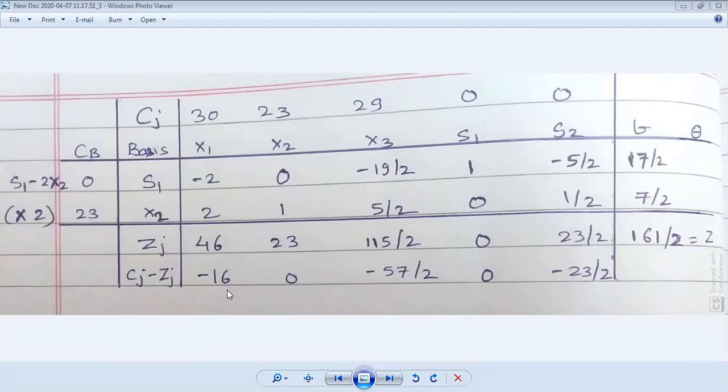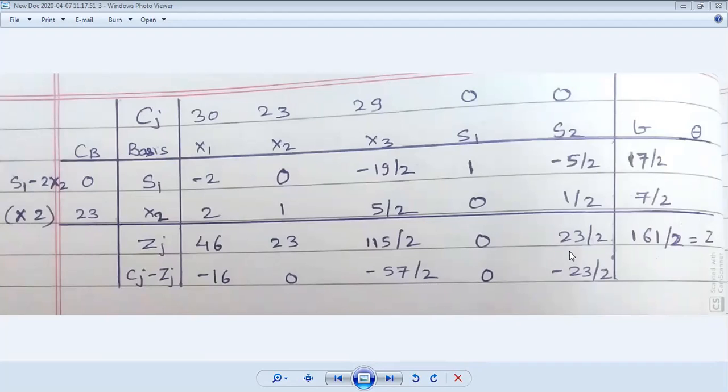So this is your stopping condition, so you are supposed to stop. In the second iteration, maximum 2 constraints were there, so maximum there will be 2 iterations. This is the maximum iterations we have reached, and you can also see the stopping condition is achieved. All the values in the Cj minus Zj are less than or equal to 0. So you stop over here.